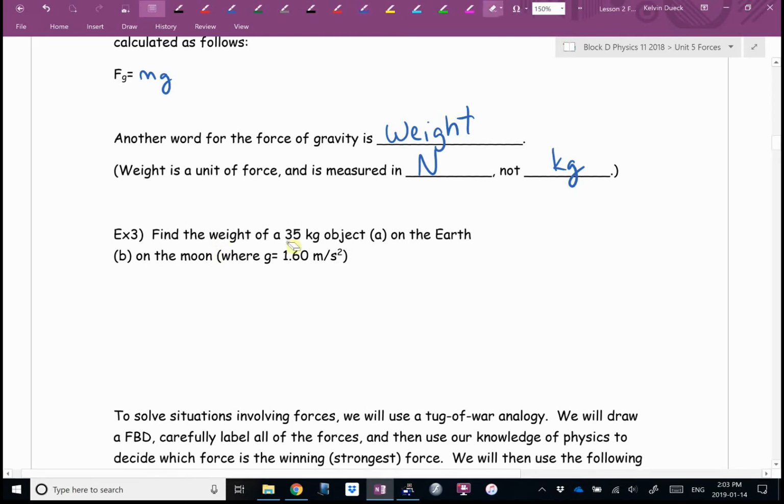So it says this, find the weight of a 35 kilogram object on the Earth and on the moon. You know what? Let's go like this. Here's the Earth. Here's the moon. Ben, what does this question want me to find?